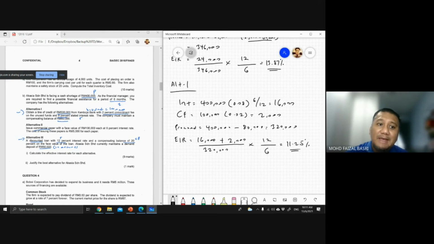So the balance will be your unused portion. Okay, so the unused portion is for the commitment fees. And then follow the formula: interest plus commitment fees divided by proceeds. Then you get the EIR for RCA.